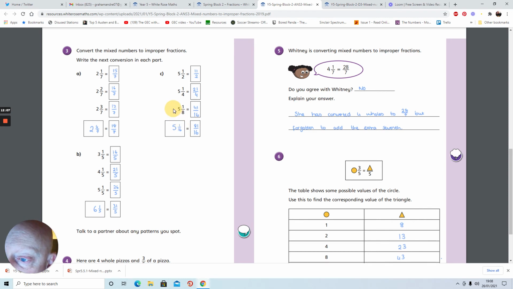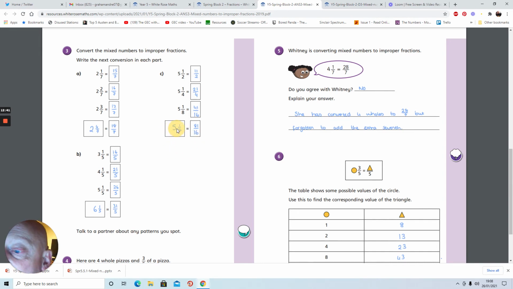So this one we go 5 and 1/8. Okay, so 5 times 8 is 40. Add the 1 is 41. So it should be 41 eighths. So we've got 11, 21, 41. And now, because we are doubling the denominator each time, it's going to be 5 and 1. What's double 8? 16, of course. So 5 and 1/16. Okay, so this means that this denominator is 16. They've got that right.